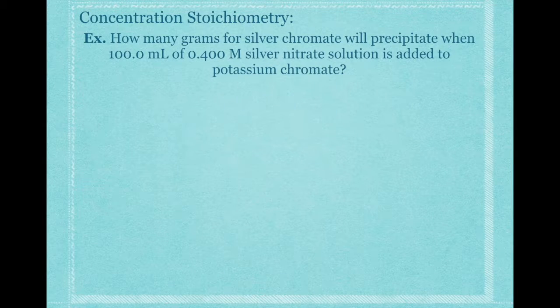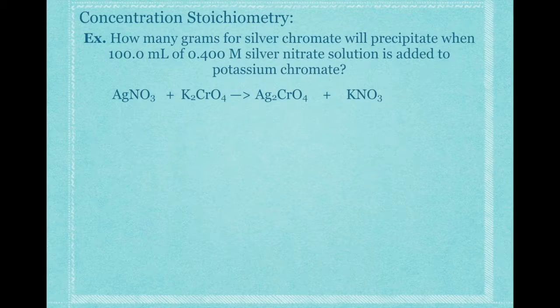Before I even get started, I've got to write out this reaction. So I've got silver nitrate reacting with potassium chromate, and it's going to produce, remember this is a double replacement reaction, so silver will go with chromate and potassium with nitrate. So it's going to be silver chromate and potassium nitrate. Then I've got to balance, I'm going to put a 2 and a 2. Now I can actually solve this problem.